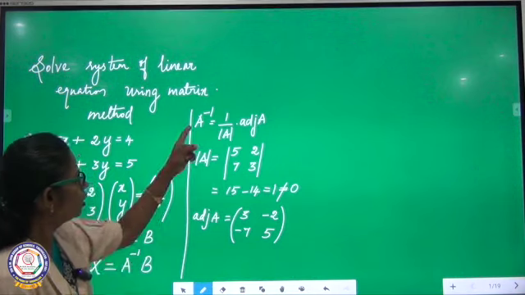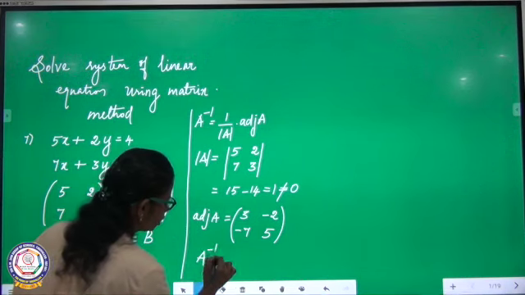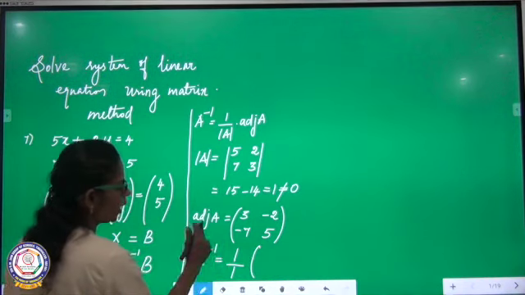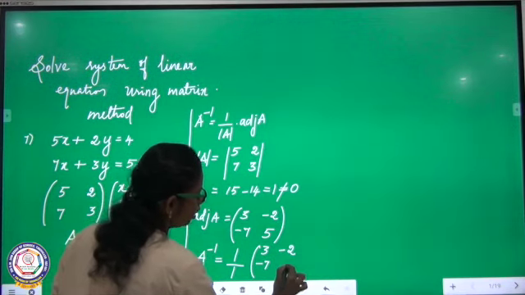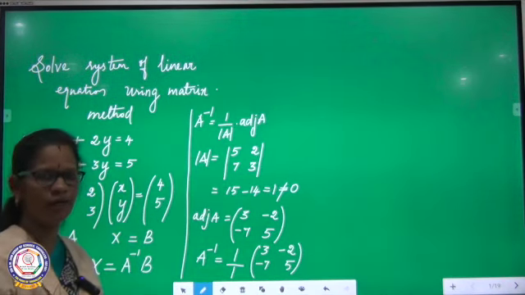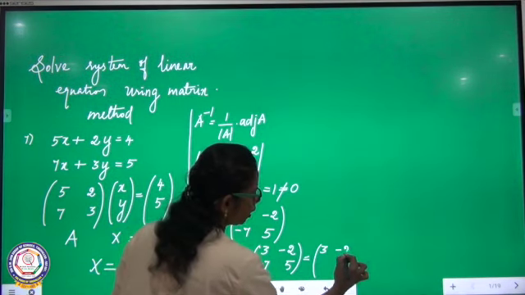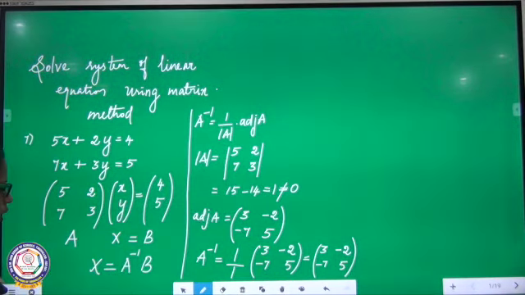Now I am going to do X is equal to A inverse B. First we have to write A inverse equal to 1 by determinant A, which is 1, times adj A. What is your adj A? Adj A is 3, minus 2, minus 7, 5. 1 by 1. If you are multiplying by 1, whatever it is, you will get the same. So what you will get? 3, minus 2, minus 7, 5. A inverse we got it. We know what B is. Using that we are going to find the values of X and Y.